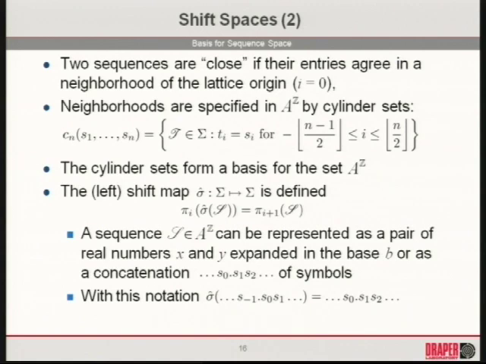And it's sort of a reference to the fact we saw that return map and we're looping back and forth. So we're going to call these neighborhoods, basically a sequence of hitting it, is a cylinder. And it's just a measure of how close two things are.